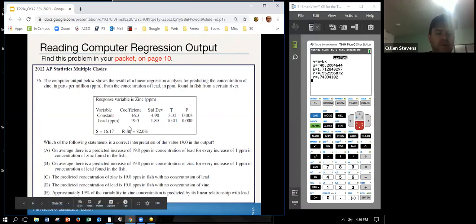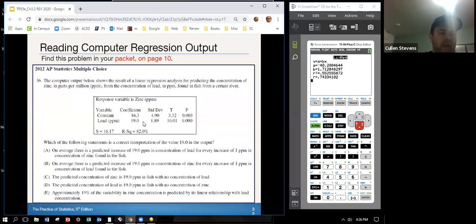And it's really important to know, here, S is really easy to find. R squared is easy to find. We have the slope here, and we have our constant here, which is 16.3. So let's take a quick pause and try to figure out what the correct choice is here. Which of the following statements is a correct interpretation of the value of 19?